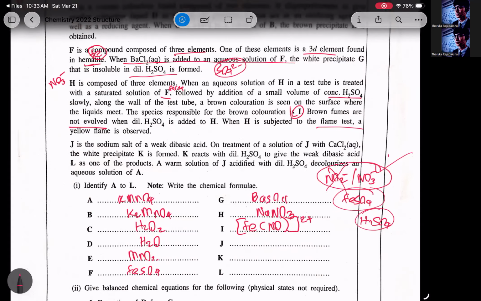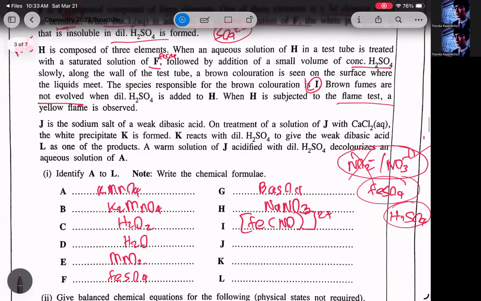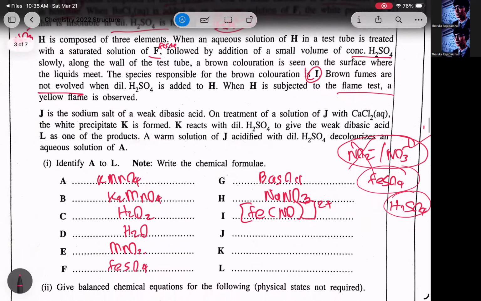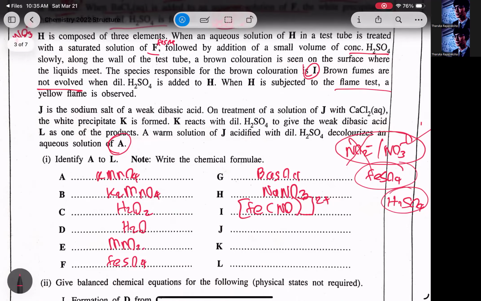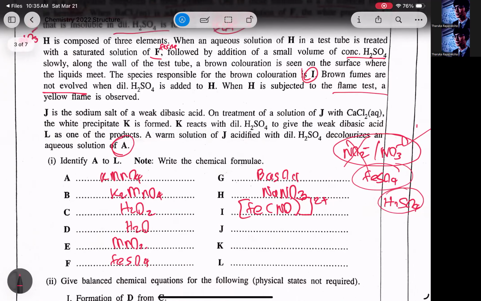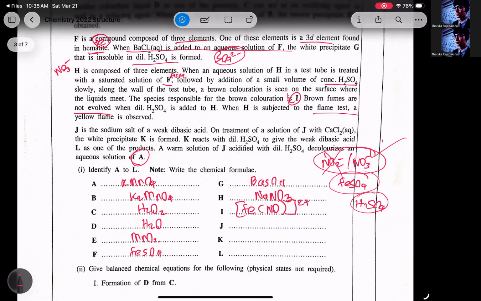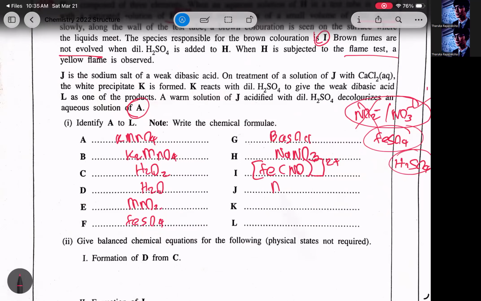A warm solution of J acidified with dilute H2SO4 decolorizes an aqueous solution of A. We have to find something that is reacting with MnO4-. What comes to my head is oxalate. So oxalate can be added here. So J is going to be sodium oxalate, Na2C2O4, and white precipitate K, that's calcium oxalate, which is insoluble in water.